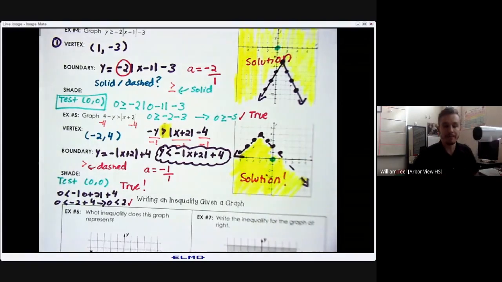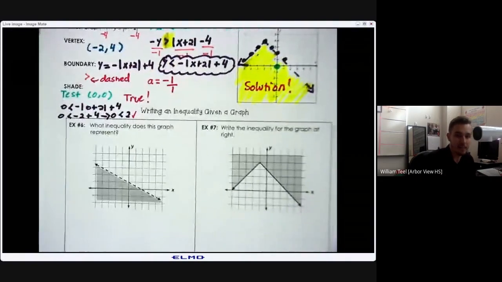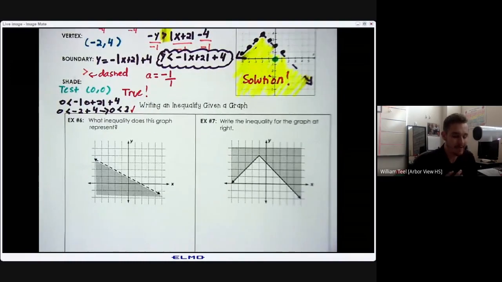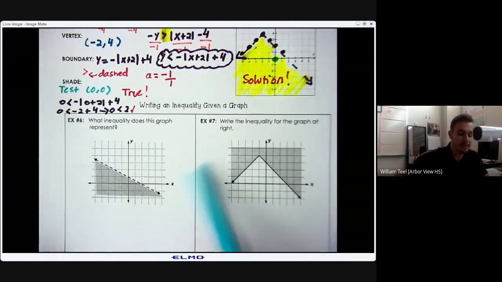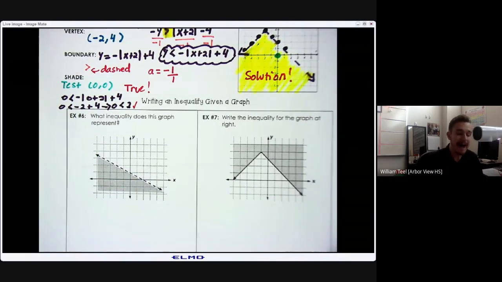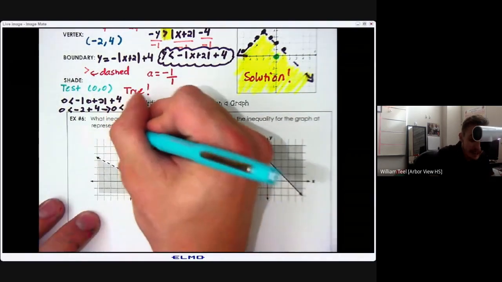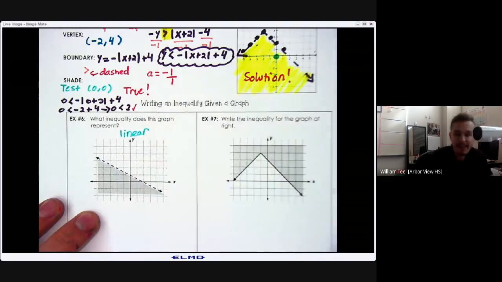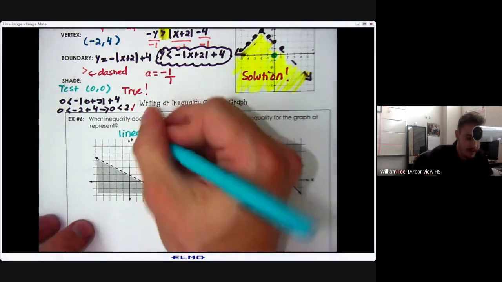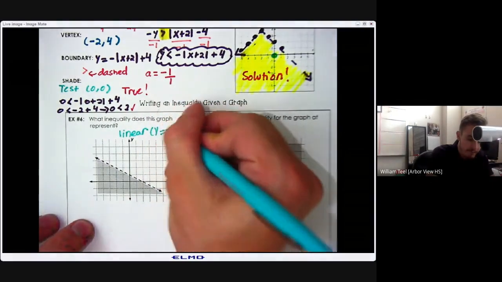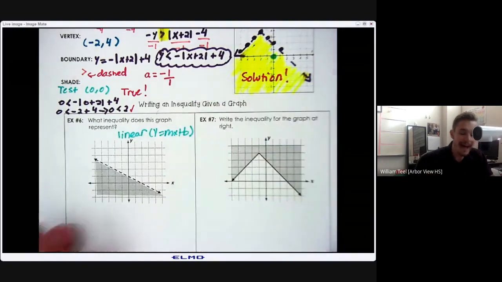All right, awesome. Let's move down to the next part. So example number 6, what inequality does this graph represent? Now we're going to go in reverse. We're going to look at the graphs and try to figure out what the inequalities are in response to what the graph shows. Now, as you can see, this graph right here is going to be linear. So that means we're going to have a y equals mx plus b kind of situation. Okay, so make sure we're aware of that.